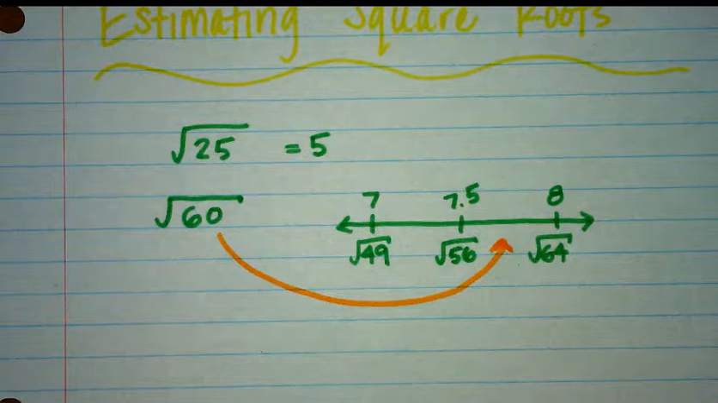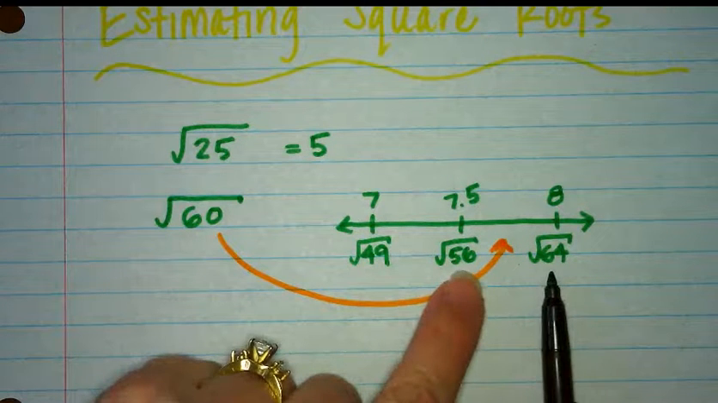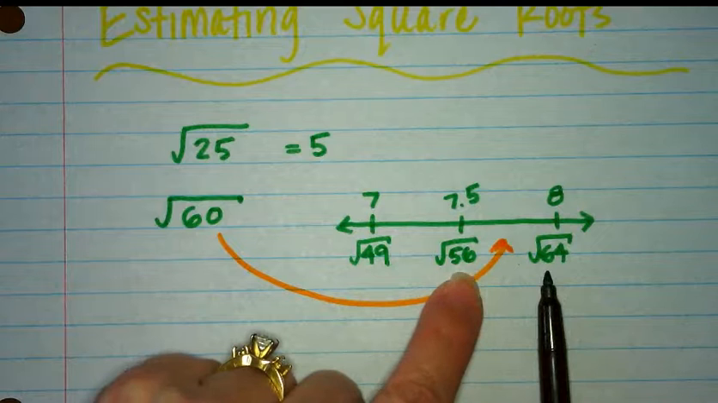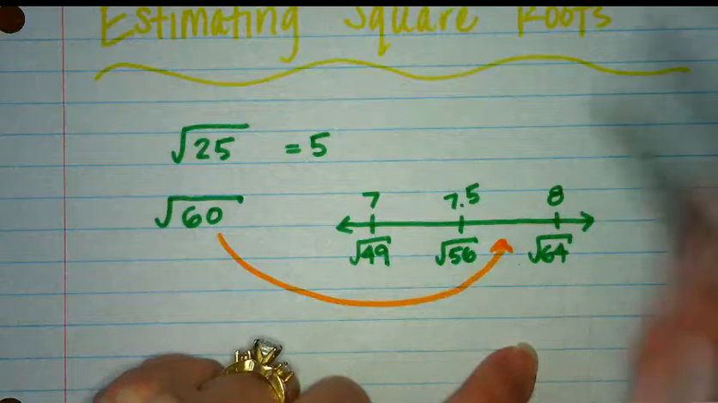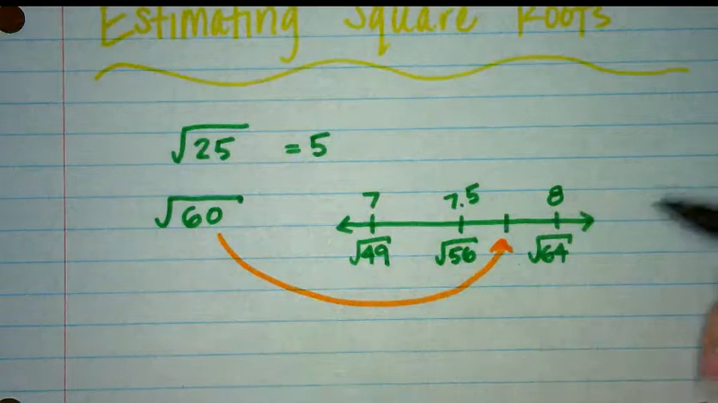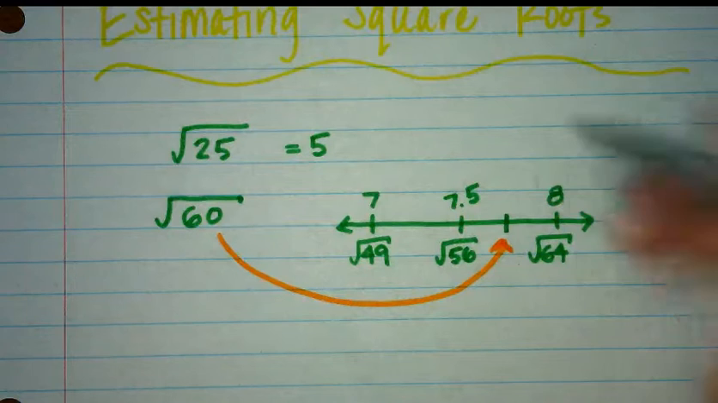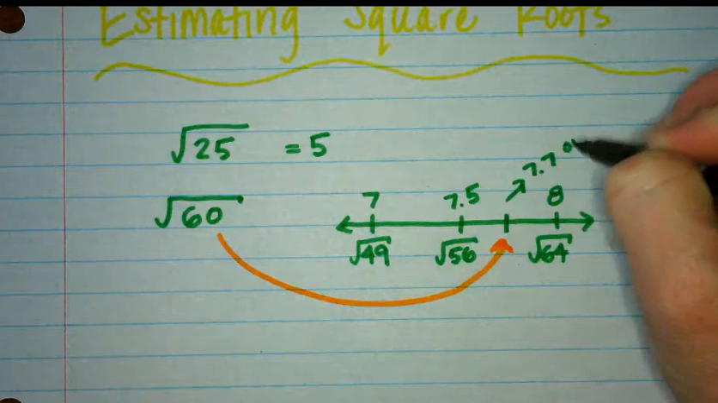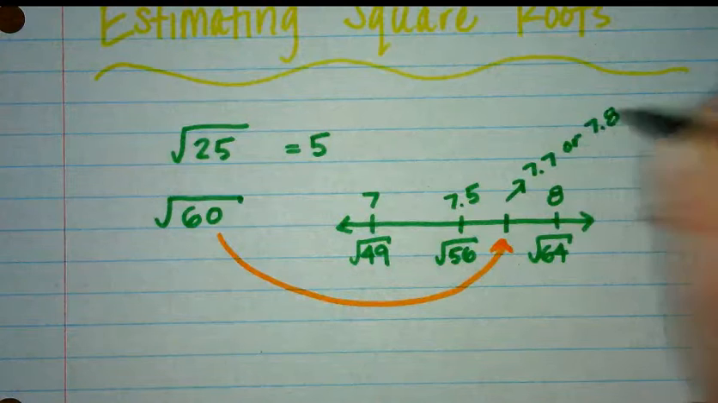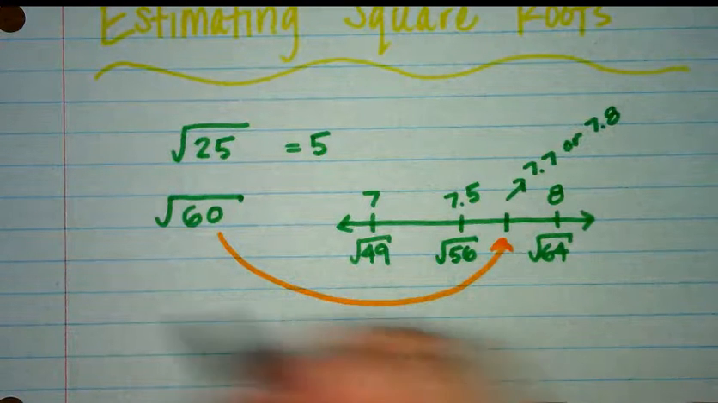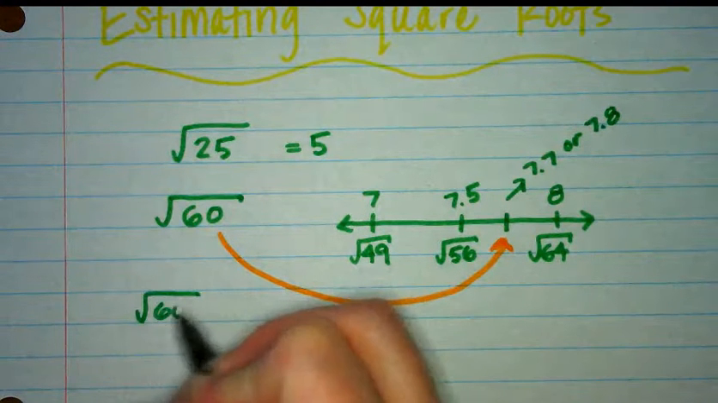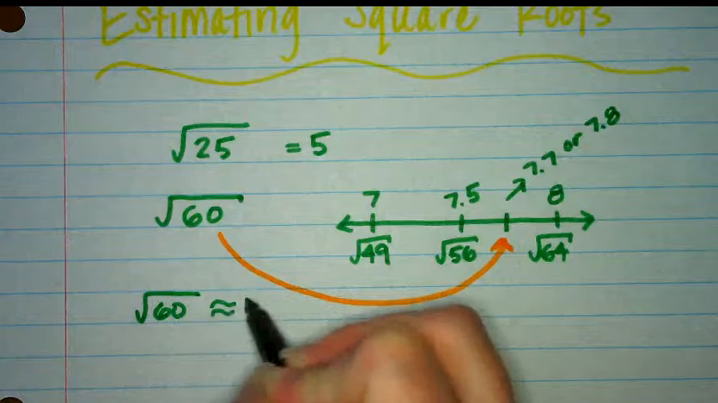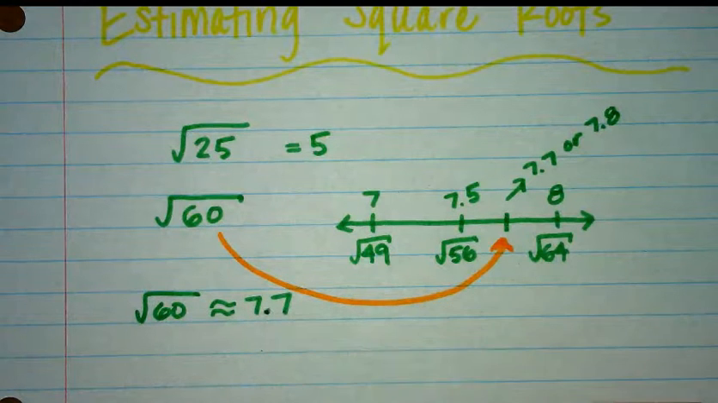So now I just need to look at what I have. Now my boundaries are the square root of 56 and the square root of 64, and the square root of 60 is going to fall right here in the middle. So now I'm going to estimate this to be about 7.7 or even 7.8. So I would say that the square root of 60 is approximately 7.7.